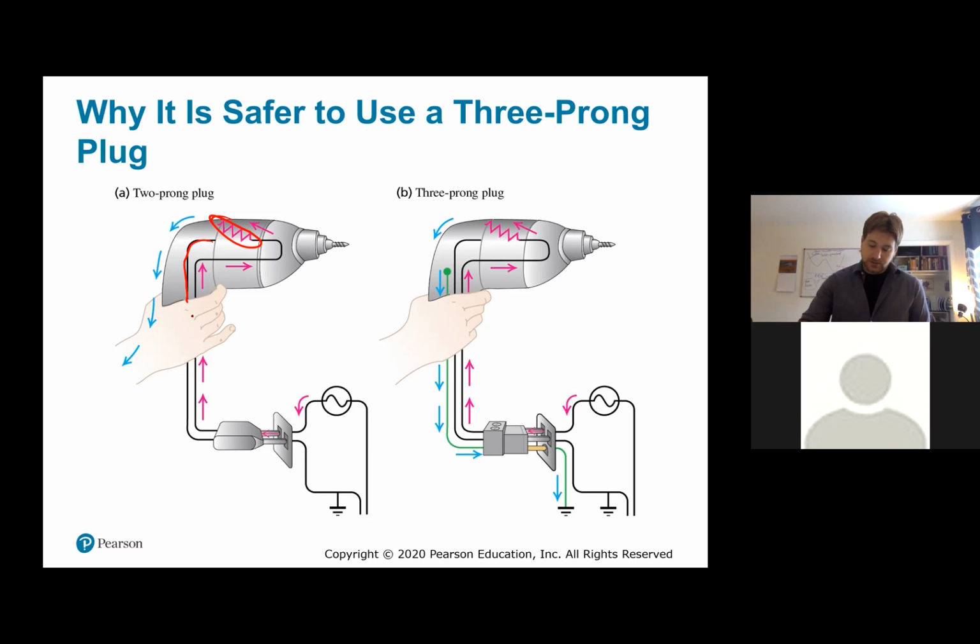Even if that same electrical connection is accidentally made with the housing itself, the housing is grounded, so there's an additional path, not through your hand, that allows for safety even if something goes wrong. The current isn't going to flow through you, it's going to flow through the ground connection.